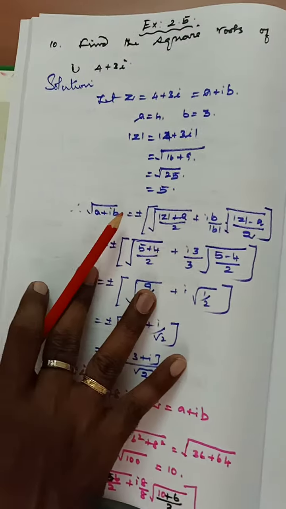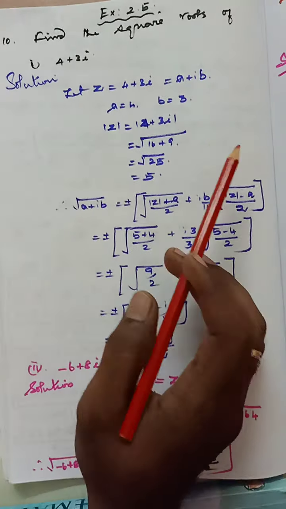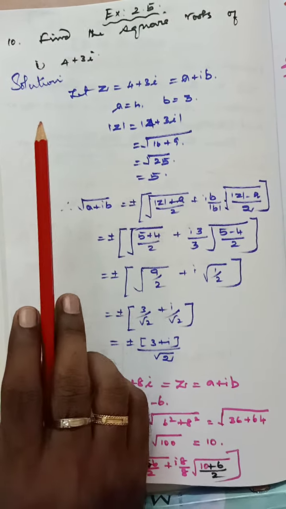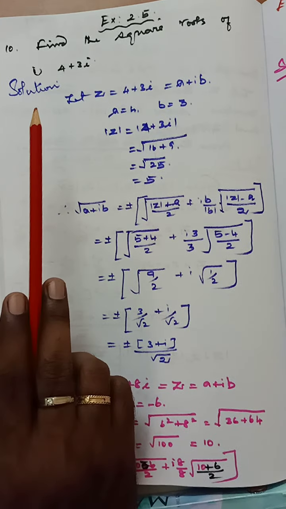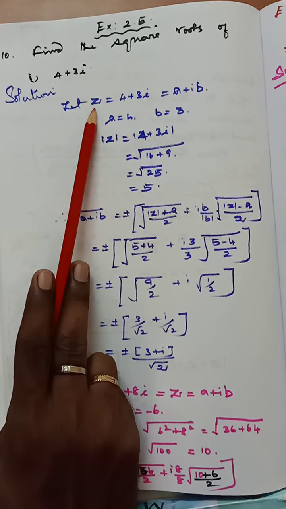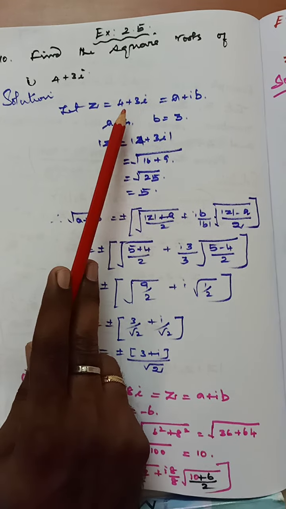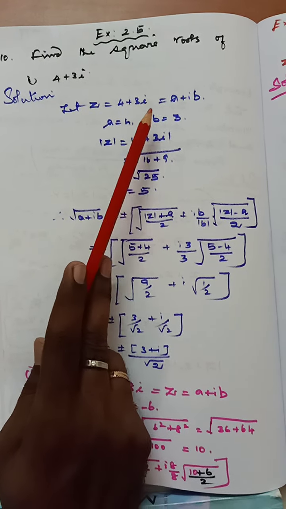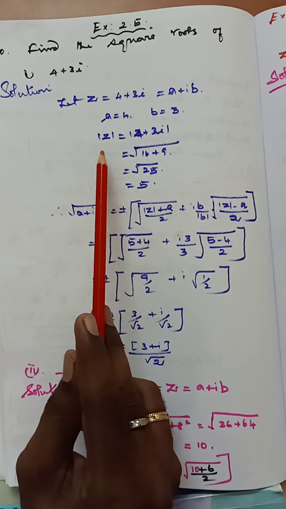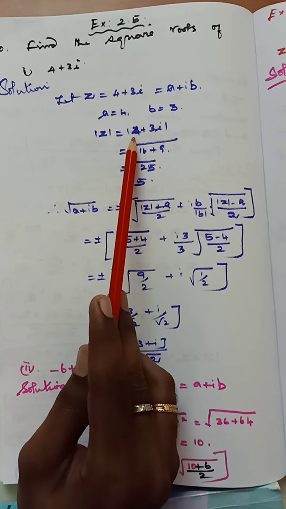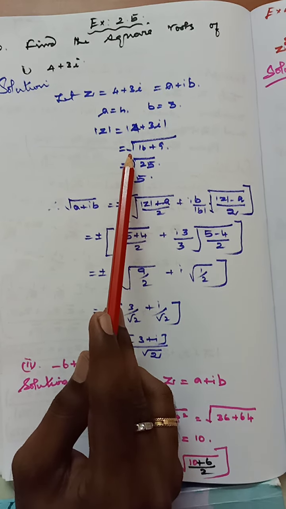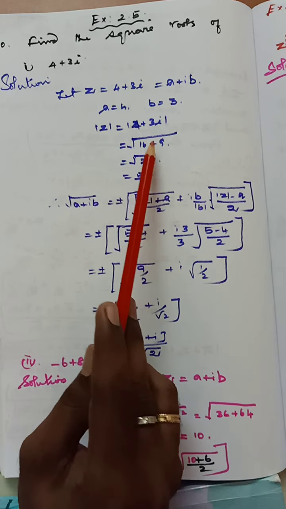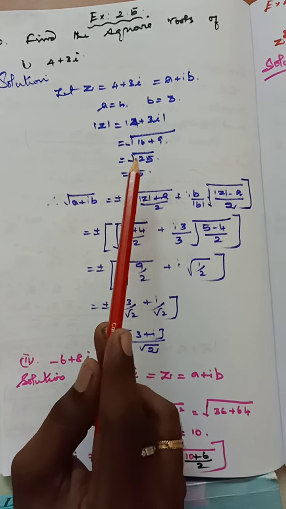Now we are starting exercise 2.5. The first is the square root concept. Find the square roots of 4 plus 3i. So I take z as 4 plus 3i, with a equal to 4 and b equal to 3. The modulus of z is the modulus of 4 plus 3i, that is equal to root of 16 plus 9, 4 squared plus 3 squared, which is 5.